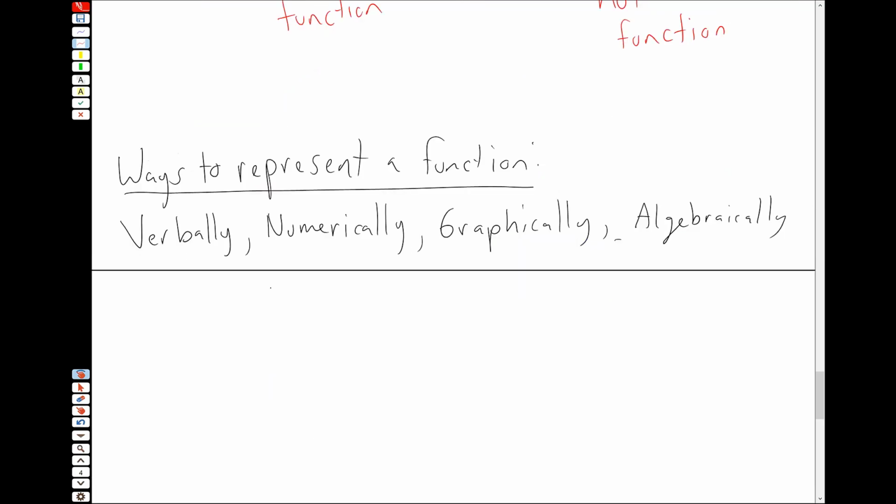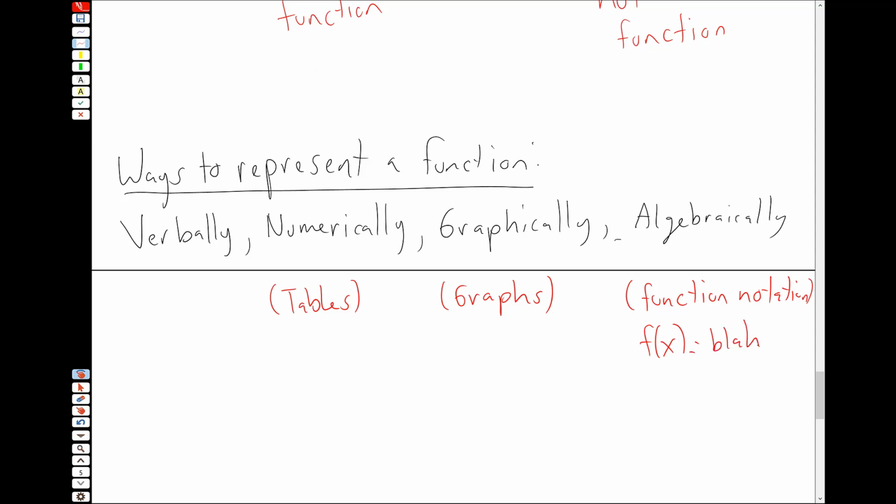Numerically, we've seen this before as well. Think about these as tables. So we can represent functions in tables. Graphically, this is, well, the graphs. And algebraically, this is more of our function notation. So your f of x is equal to, I'll just put blah, something. Okay. Now in our activity today, you guys should be looking at different ways of representing a function and getting some practice with that.